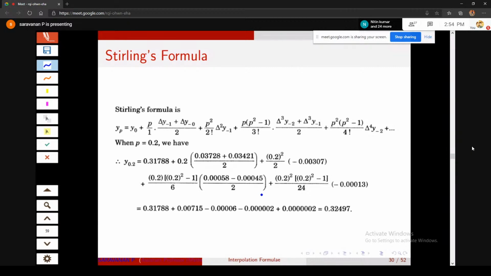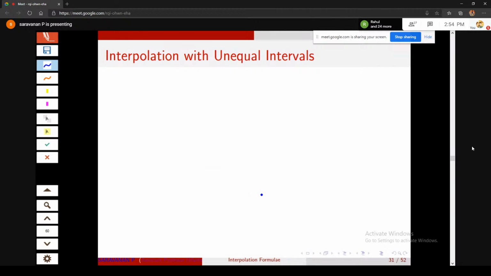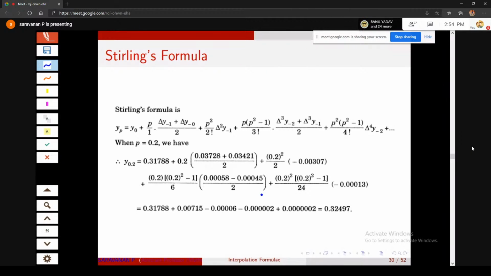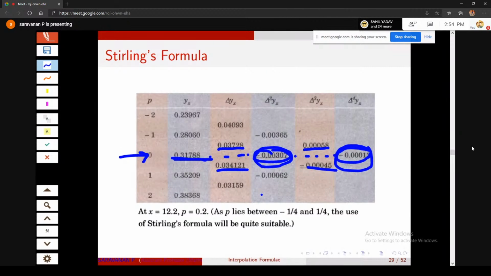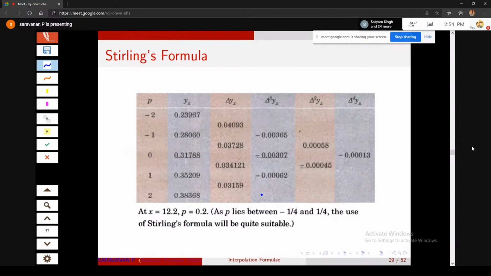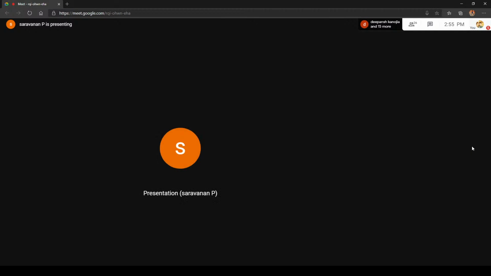I'll stop up to this. In the next class, we will continue with interpolation with unequal intervals. Today we have seen interpolation with equal intervals. There are three formulas: Newton forward, Newton backward, and Stirling's central difference. If you want to compute near the beginning, use Newton forward interpolation. If near the end, Newton backward interpolation. If near the center, Stirling's formula.